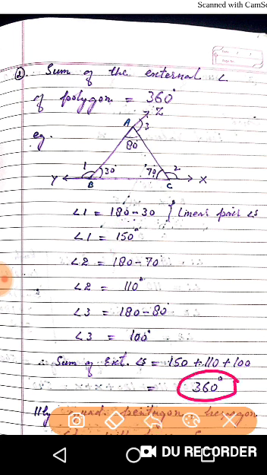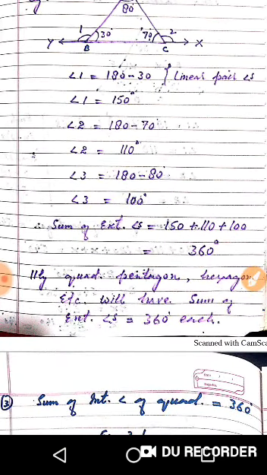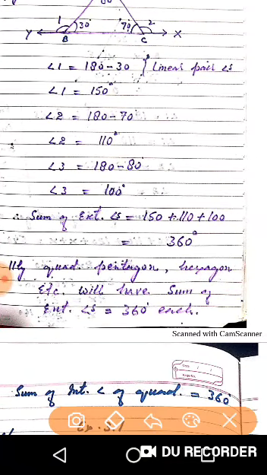This proves that a polygon always has external angles equal to 360 degrees. You can prove it for a quadrilateral, pentagon, hexagon and any other polygon with the same method which I have shown you here.